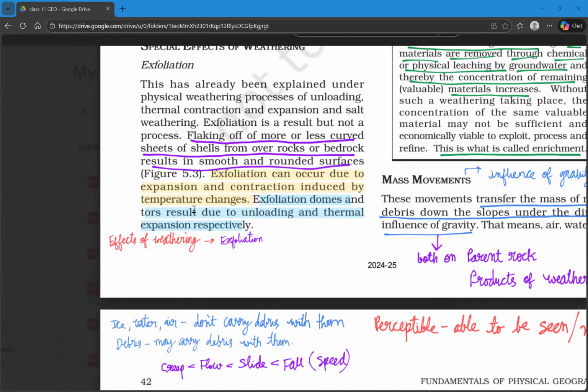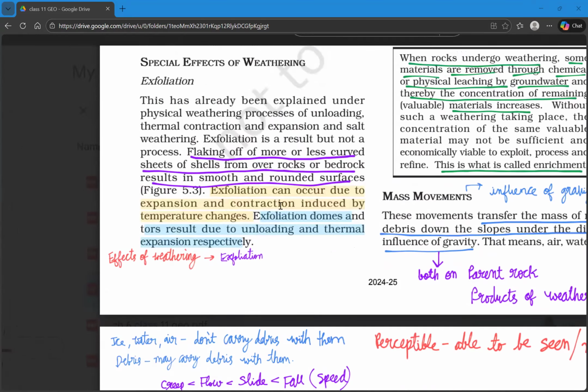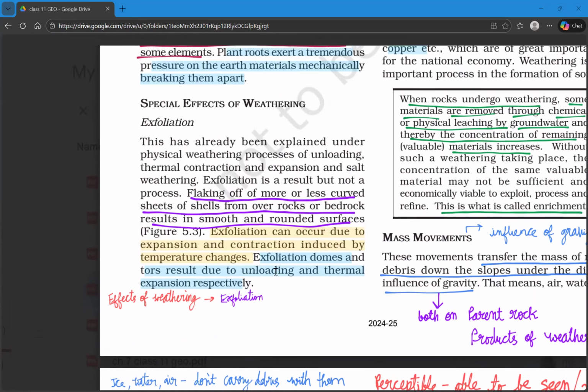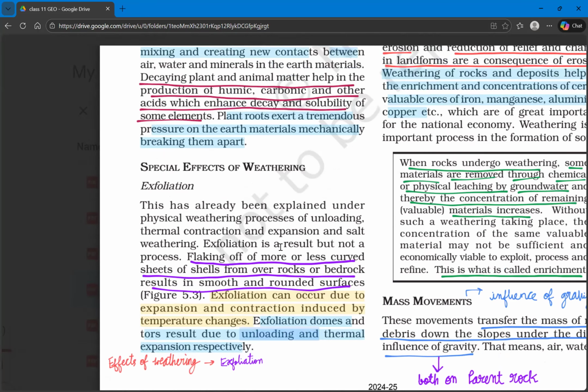Exfoliation can occur due to expansion and contraction induced by temperature changes. So how does exfoliation occur? Due to temperature changes that result in expansion and contraction. Exfoliation domes and tors result due to unloading and thermal expansion respectively. So exfoliation domes will result due to unloading, and tors will result due to thermal expansion respectively.